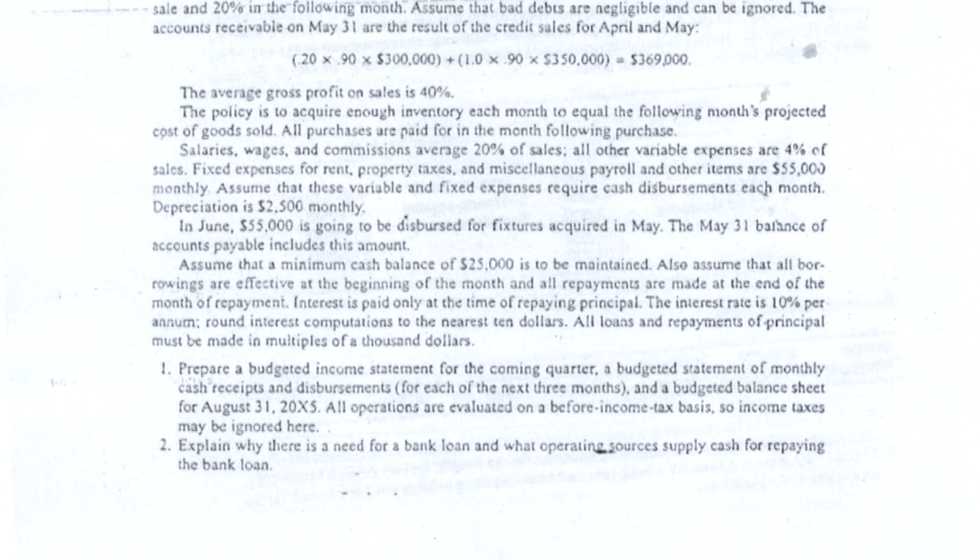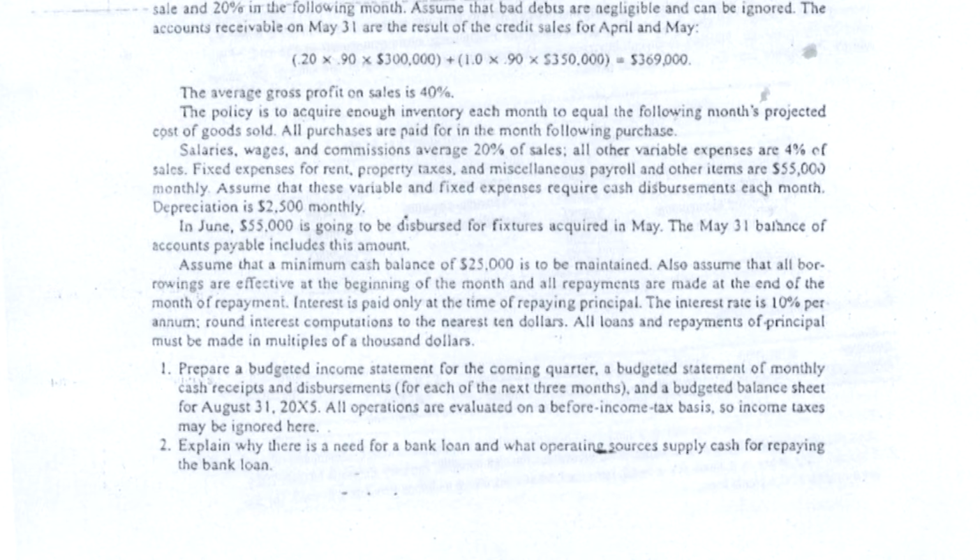In June, a sum of $55,000 is going to be disbursed for the furniture or fixtures acquired in the month of May. The May 31st balance of accounts payable includes this amount. Assume that a minimum cash balance of $25,000 has to be maintained all the time. That is a minimum cash balance which will be useful for preparing the cash budget.